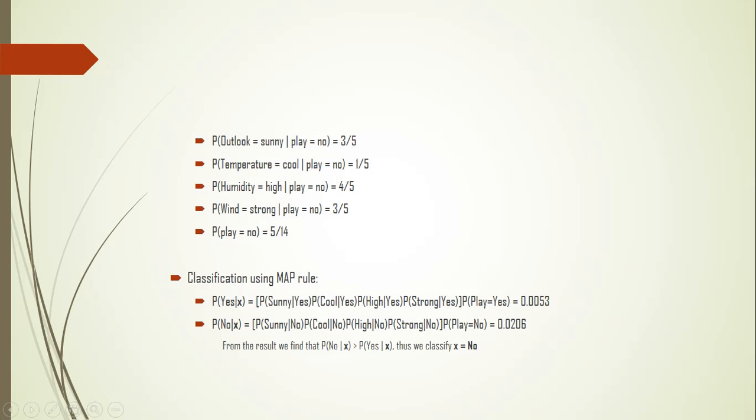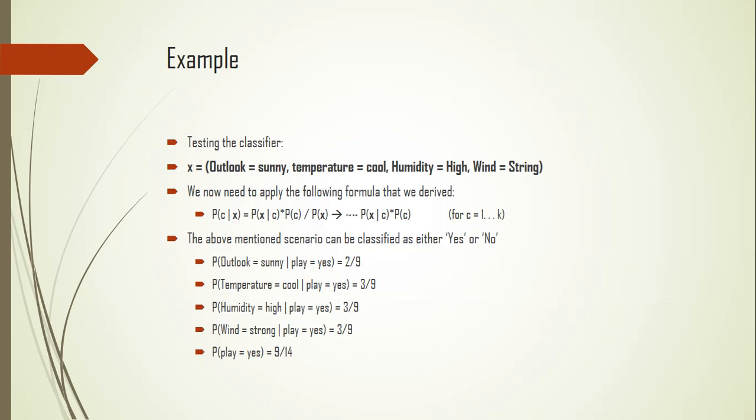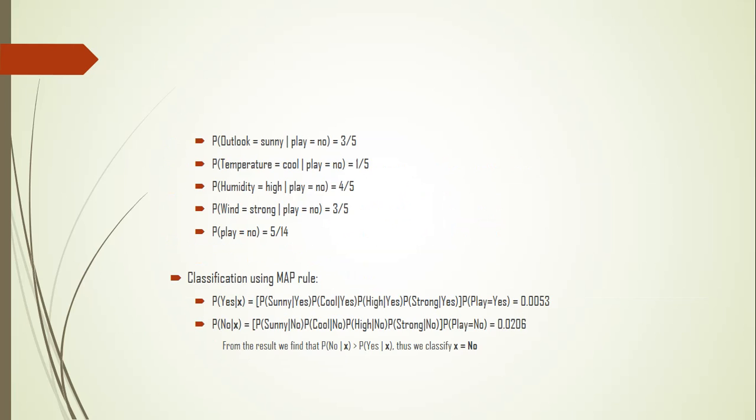This gives us the following two probabilities, and from the results we can find that the probability of no given x is greater than probability of yes given x. Thus we can classify our input information x as no. So thus, based on the condition, if the outlook is sunny, temperature is cool, humidity is high and wind is strong, we do not play tennis.